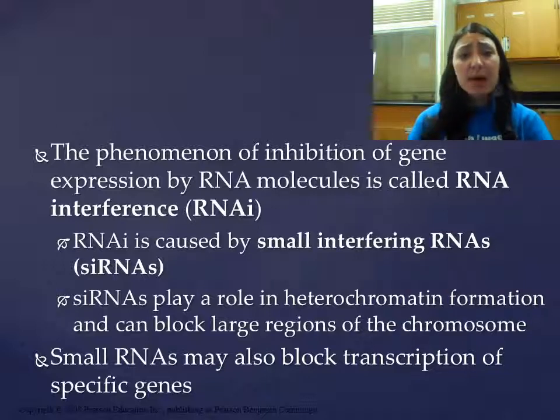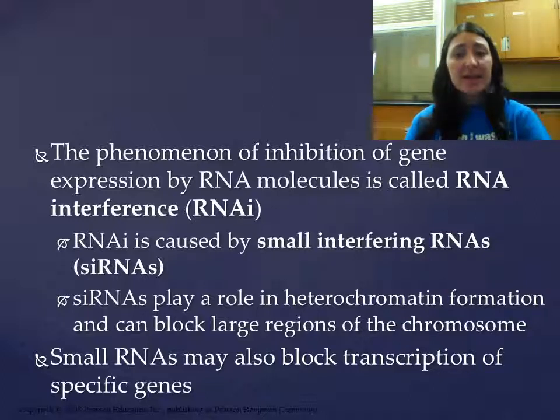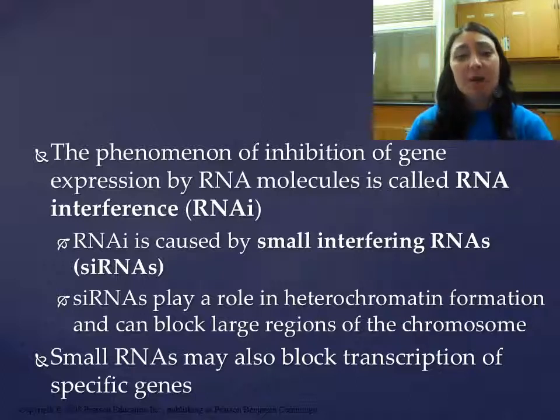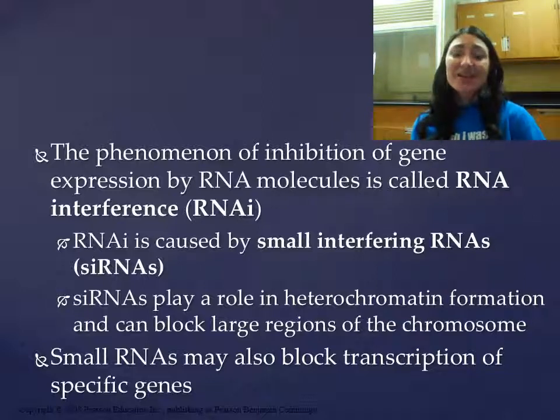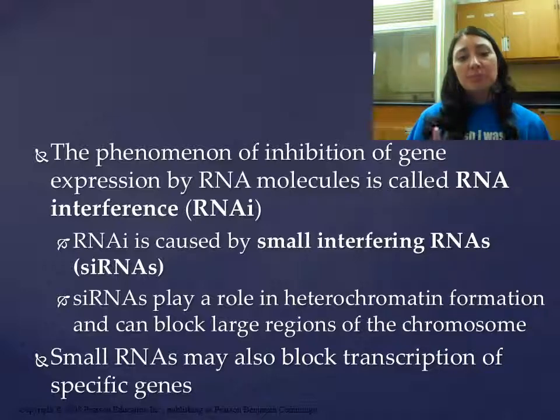Another mechanism of inhibition of gene expression by RNA molecules is called RNA interference, and that is caused by small interfering RNAs, and they play a role in heterochromatin formation. They can block large regions of your chromosome. Basically, they're turning off any RNA that is similar in structure to the RNA that they have. So these can block transcription from the get-go of specific genes. We're not talking about blocking at the translation level, but we're blocking those genes from even being transcribed.